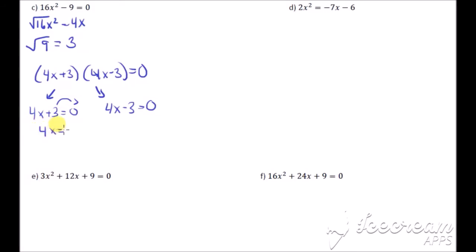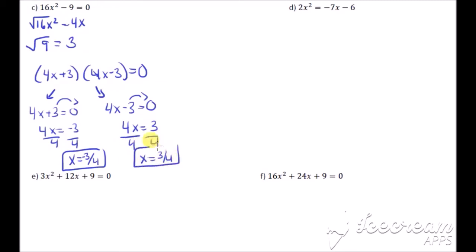So 4x equals negative 3. We divide both sides by 4. X equals negative 3 over 4. And we do the same to the other side. 4x equals 3. And we divide out. X equals 3 over 4.